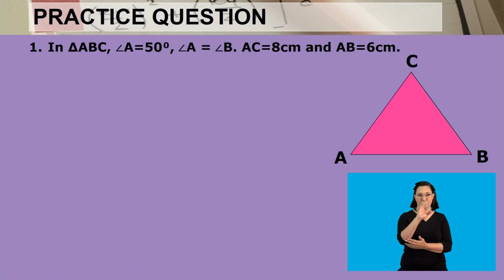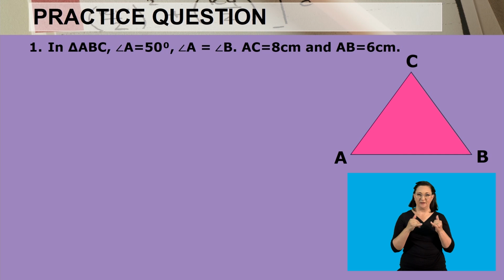Good day, learners. Welcome. We are continuing with our lesson on geometry of 2D shapes, classifying and investigating triangles. However, today we are going to deal mainly with practice questions, and let's look at the first one. In triangle ABC, angle A equals 50 degrees, angle A equals angle B, and AC equals 8 centimeters and AB equals 6 centimeters.